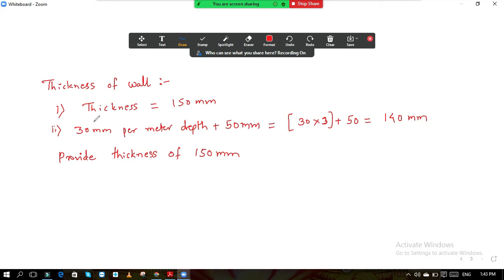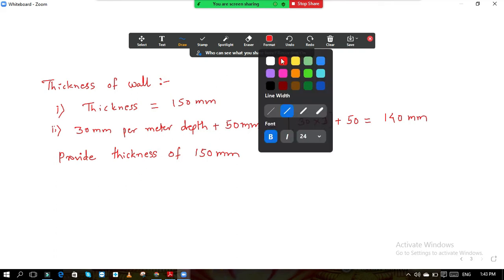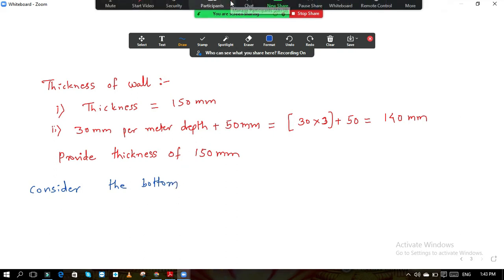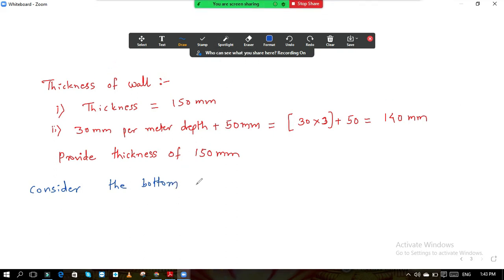So now we will calculate the hook tension. For that, the next step, this is your step number one. Then step number two is consider the bottom 1 meter height of wall. So from bottom, 1 meter height of wall, we are going to consider.